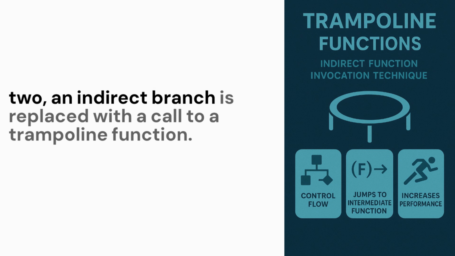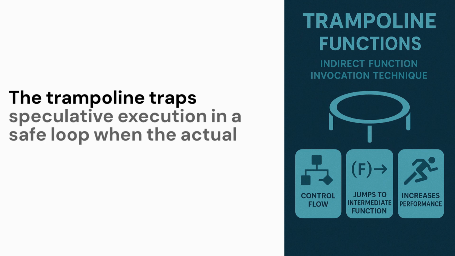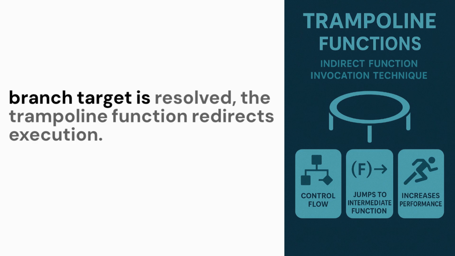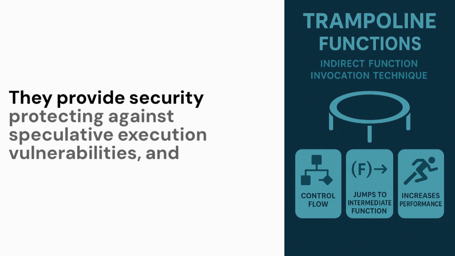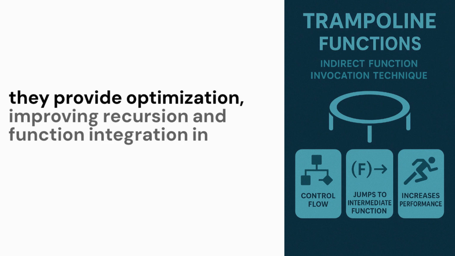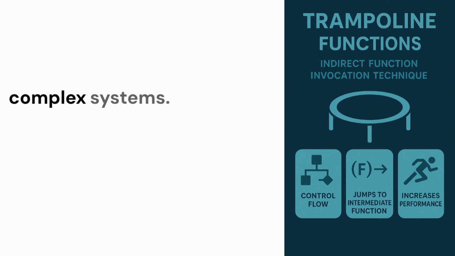An indirect branch is replaced with a call to a trampoline function. The trampoline traps speculative execution in a safe loop. When the actual branch target is resolved, the trampoline function redirects execution. Trampoline functions provide flexibility, allowing dynamic redirection and runtime decision-making. They provide security, protecting against speculative execution vulnerabilities, and they provide optimization, improving recursion and function integration in complex systems.